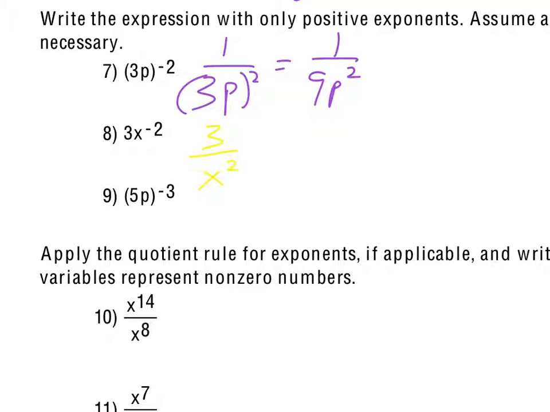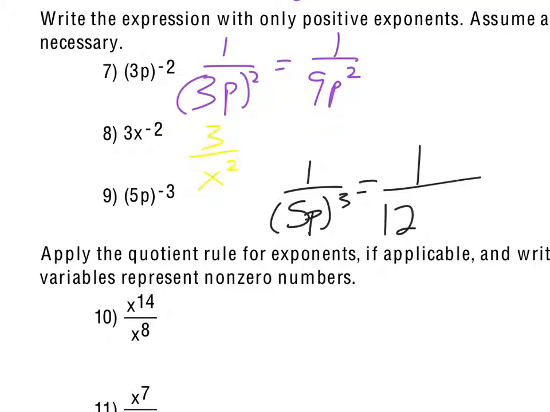And number 9 is a bit more like number 7, because the entire 5p will go to the denominator where it will be cubed, and we can cube the 5 to get 125, and then we also have the p cubed there.